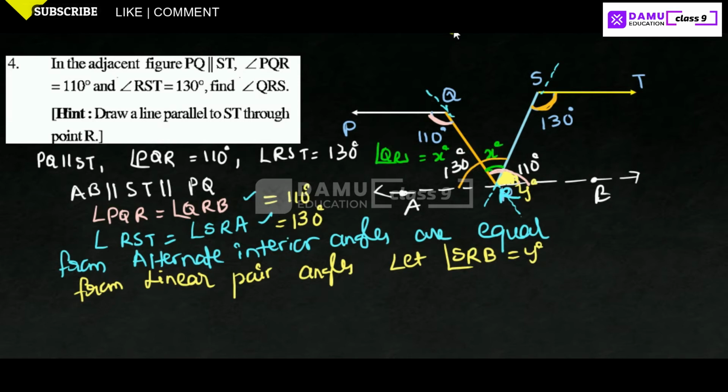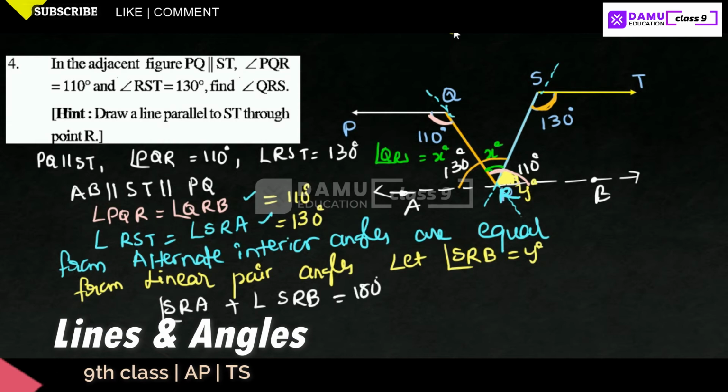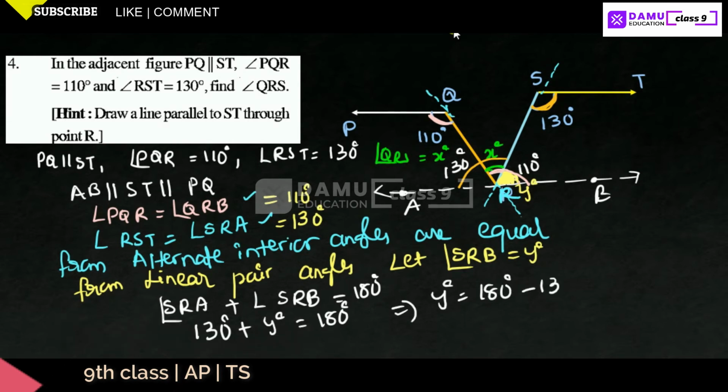So from linear pair angles, angle SRA plus angle SRB will be equal to 180 degrees, since both are adjacent angles. SRA is 130 degrees plus SRB is y degrees. We don't know x, we need to find this x value, and for that we take this angle and subtract. That implies y degrees will be equal to 180 minus 130 degrees. Then we will get 50 degrees.